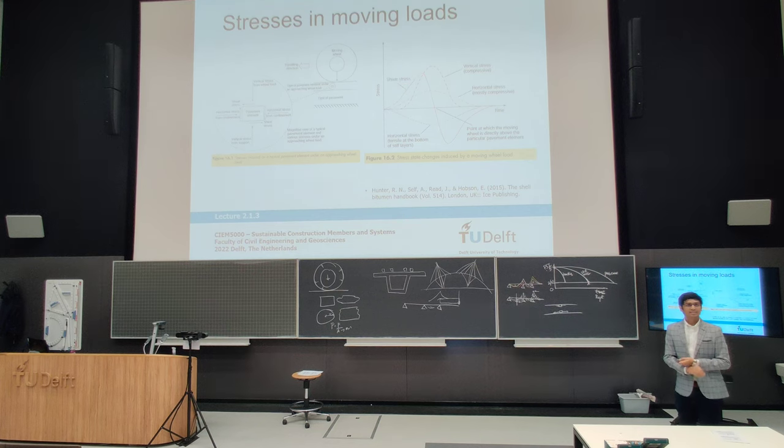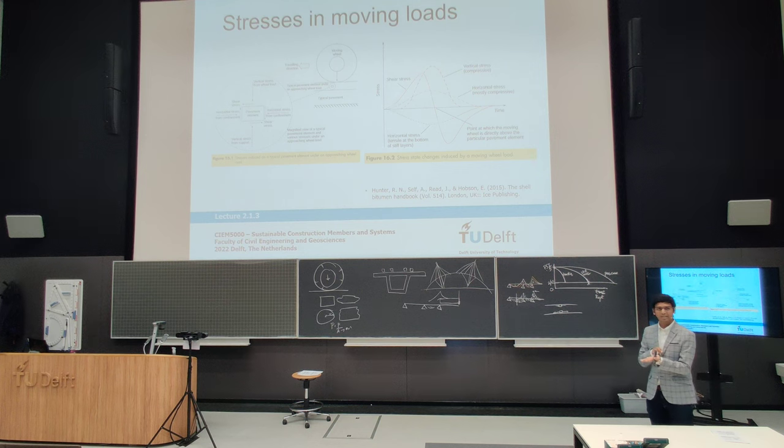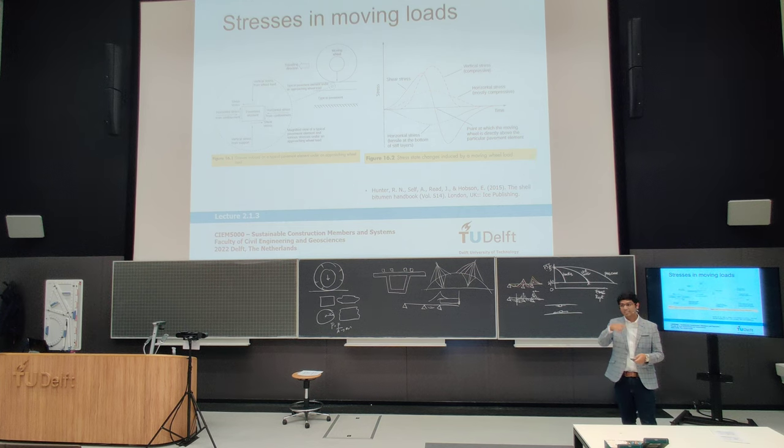The final one is the shear stress. When the tire is traveling, at the beginning it would be under compression, and again, it will go into tension. It will increase in tension and increase in compression, and then increase in tension. That's why you can see a curve like that.